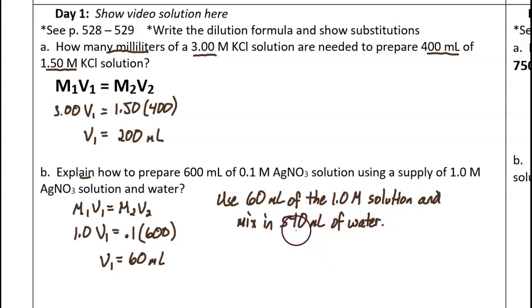Here's how I got the 540. We want to end up with 600. So if we begin with 60 milliliters, what's that remaining amount that has to be water? It has to be 540, because 600 subtract the 60 leaves 540 milliliters.